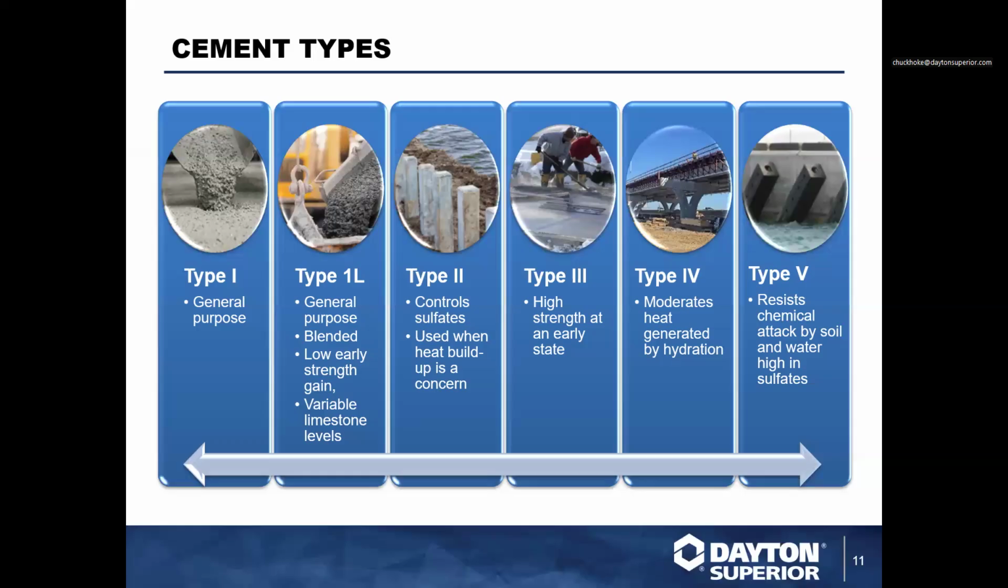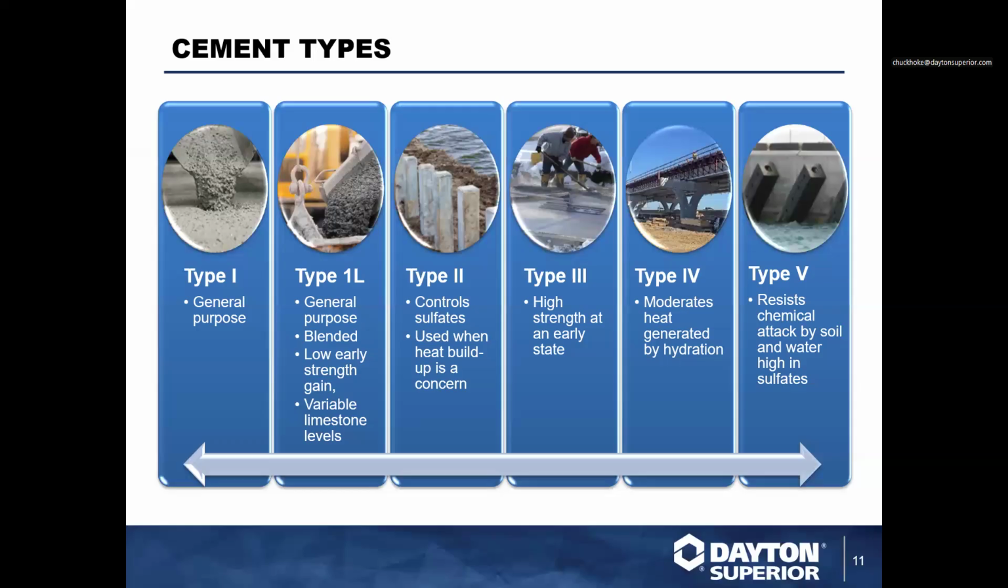Typically, this is where you may see hot weather concreting going into place. A lot of times you'll see a type 2 used in blast furnace areas, et cetera, high temperature areas within the system. Type 3 cement is a high strength at an early state.